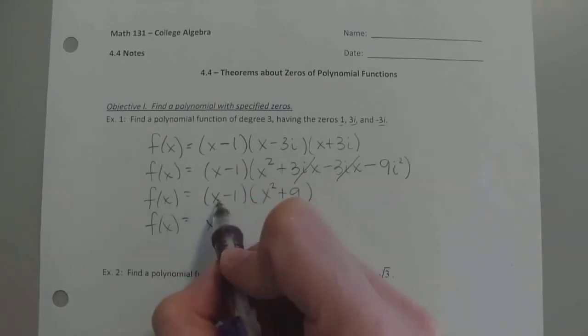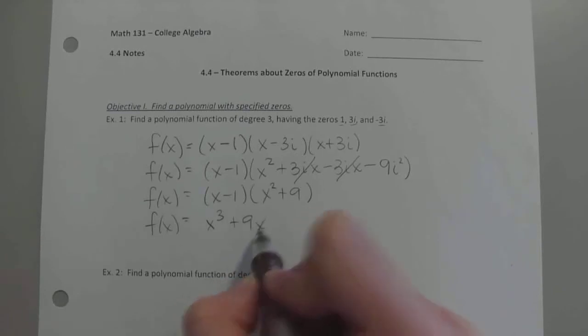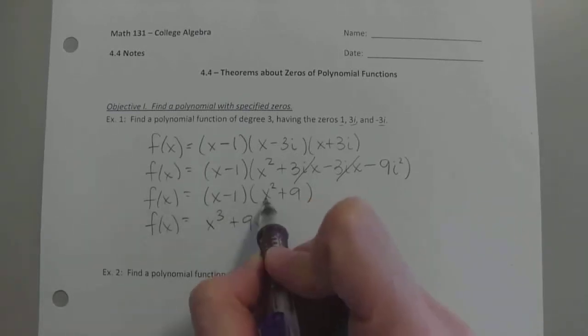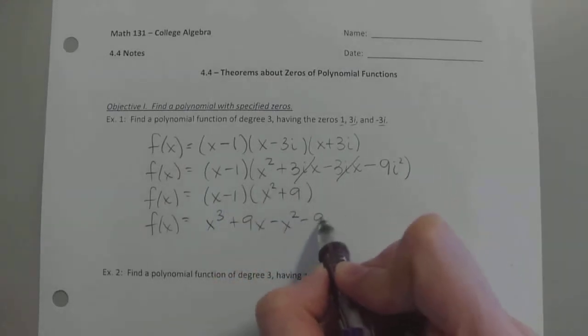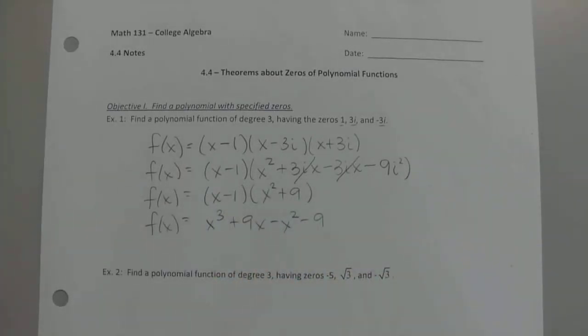So x times x squared will give us x cubed. X times 9 will give us a positive 9x. Negative 1 times x squared will be a negative x squared. And then negative 1 times 9 is a negative 9.